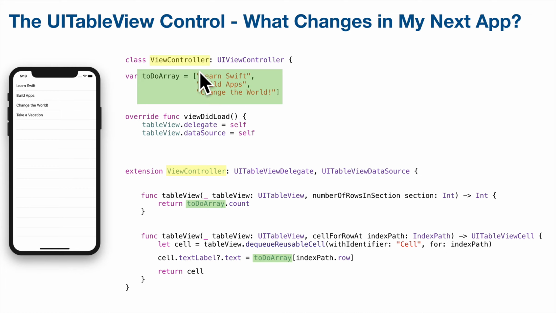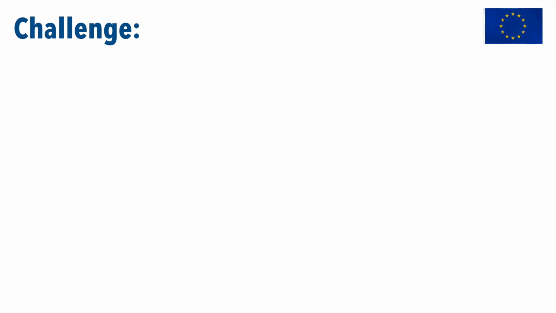It's probably going to have a different name. You're going to refer to that variable in number of rows in section in your return. And you're also going to refer to it when you get the data that you're going to put inside of the text label. Those are the only things that are going to change. And given that, why don't we go ahead and have a quick challenge so that you can make sure you've got this down. And here's your challenge scenario.